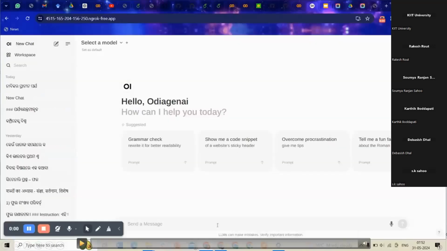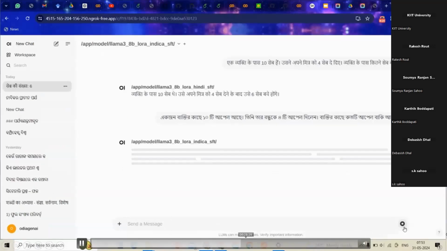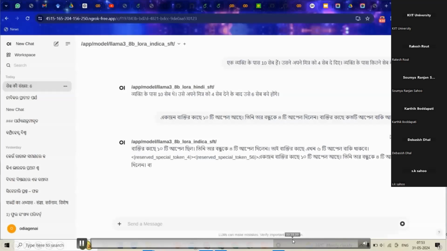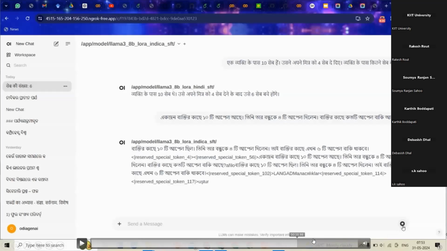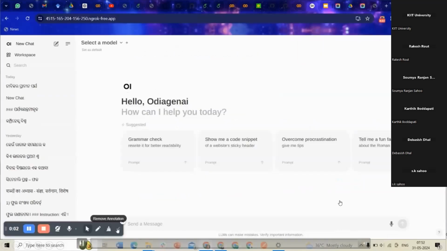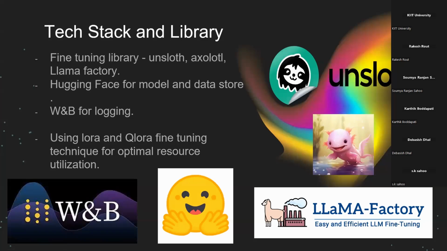Similarly, I asked a Bengali question also. It also gives a good result. In that case, I asked this question, which is some kind of a tricky question. Somehow it gives a good result, and in some parts it gives a wrong result. But we are constantly trying to improve the model, and the tech stack and the library that we use for fine-tuning is Unsloth.